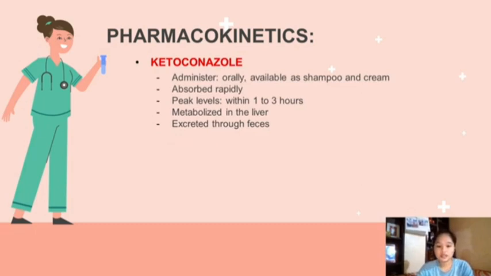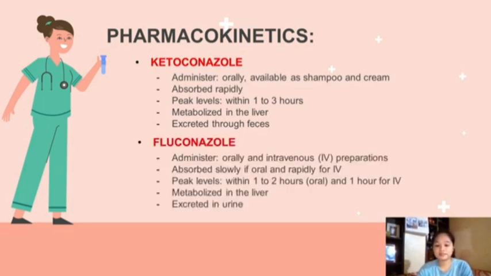For fluconazole, it is administered orally, and it can also be given via IV. It is absorbed slowly if oral, and rapidly for IV. It has peak levels within 1 to 2 hours for oral and 1 hour for IV. It is metabolized also in the liver and excreted in urine.